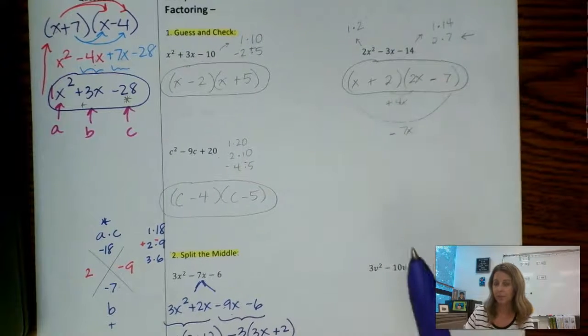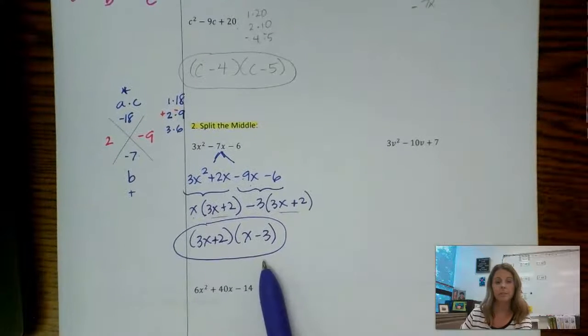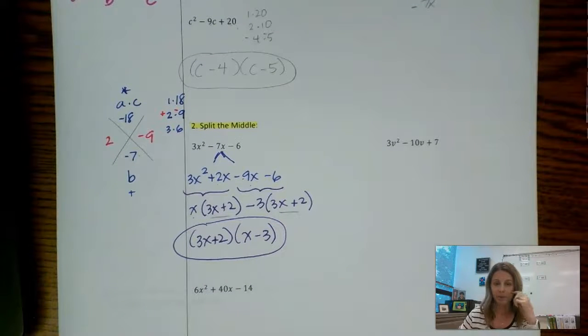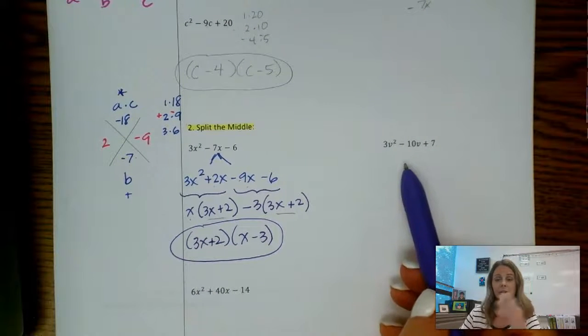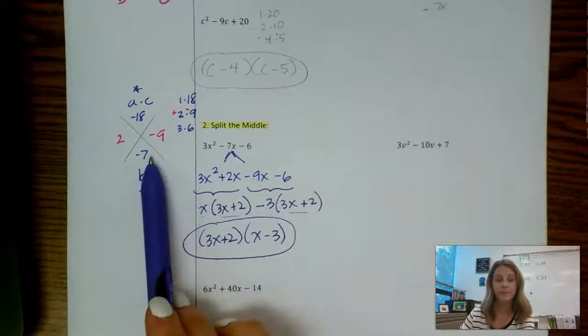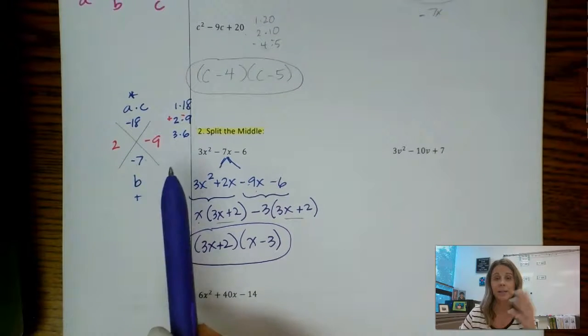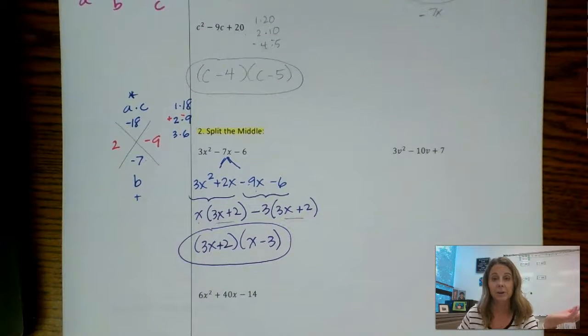Guessing and checking is one method. Split the middle is more of a procedural step. Okay, so it's really kind of personal preference. The goal for advanced geometry is that you can factor. That's really what you want to do. Okay, I want you to pause, do the second one next to it, do split the middle, write your steps out this way, do guess and check, or just factor how you're comfortable factoring, and then come back.